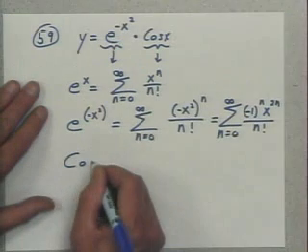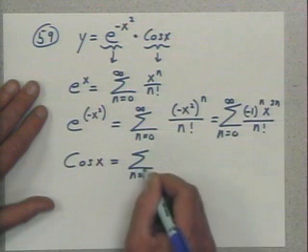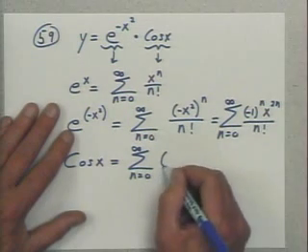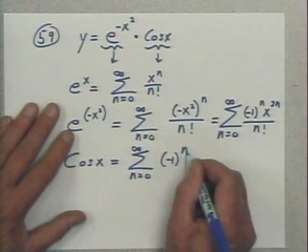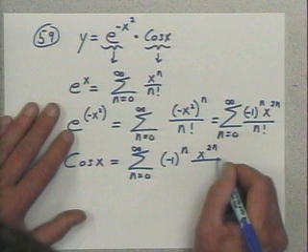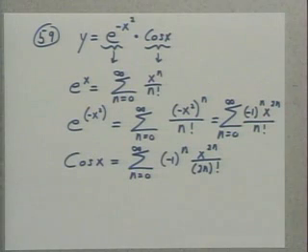Okay, I think we can get the cosine x series directly. N runs from 0 to infinity, and it's minus 1 to the nth, and then it's x to the 2n, and then it's 2n factorial. Okay, that's right off the table from somebody else's work for cosine.